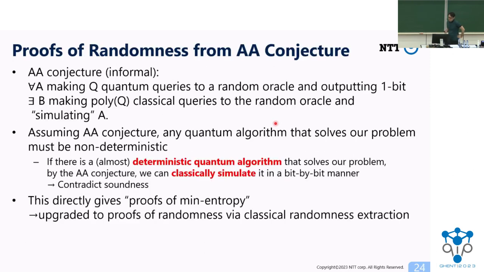So I would like to answer that. We are implicitly showing some sort of soundness against quantum adversaries by assuming the Aaronson-Ambainis conjecture, because at least we can show that there is some min-entropy for the output. But without the Aaronson-Ambainis conjecture, even for proofs of randomness, we have no idea. Okay, thanks.